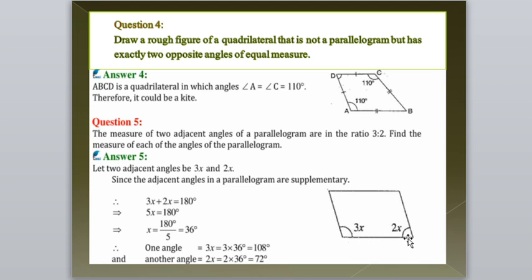And we know that in a parallelogram opposite angles are equal, and here it is given to find the measure of each angle of the parallelogram. If we got this angle as 108 degrees, it means this angle is also 108 degrees, and we got the second adjacent angle as 72 degrees. If this is a 72 degree angle, then the opposite angle to this is also 72 degrees.